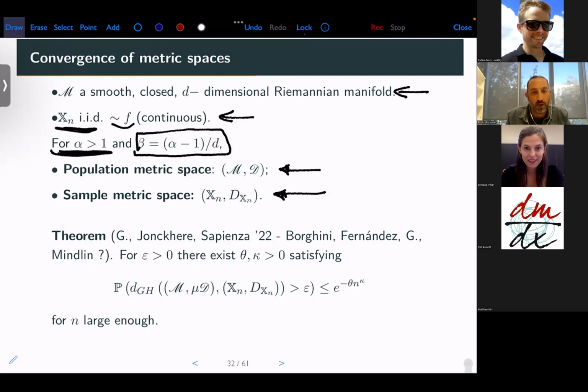And the theorem that we proved has two parts. The first part we did with Mathieu Jonker and Facundo Sapienza, and the second part, with the whole global structure, is with Eugenio Borghini, Jimena Fernandez, and Gabriel Midlin. So far it's a preprint, it's not published yet. It says that when you compute the distance as metric spaces between these two things, this distance converges to 0 in probability, or in fact also almost surely. So we have convergence of these two metric spaces as n goes to infinity when you have an IID sample.